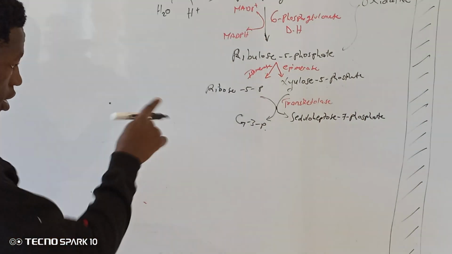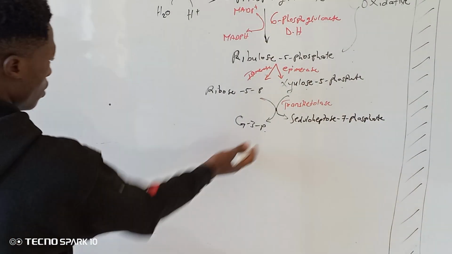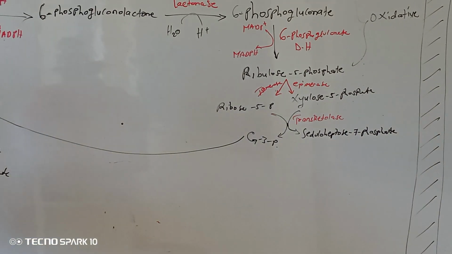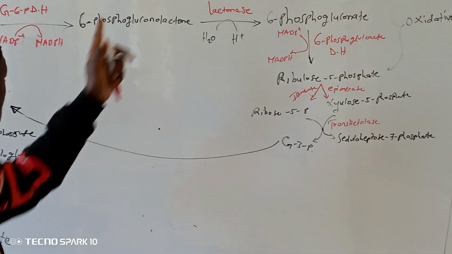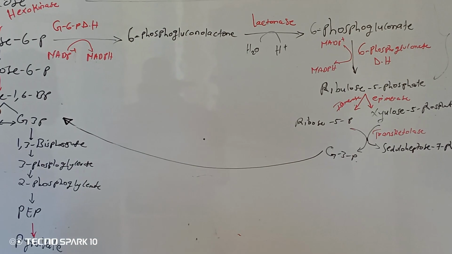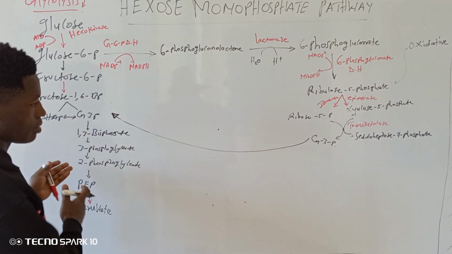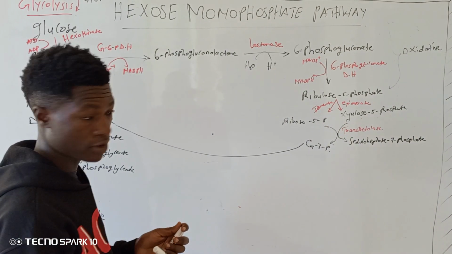Now, of course we know where this can go. This can come here, again glycolysis. That's the connection between hexose monophosphate pathway and glycolysis. You'll see some of the products from this part coming to this one. The same way you can get some to generate hexose monophosphate pathway.